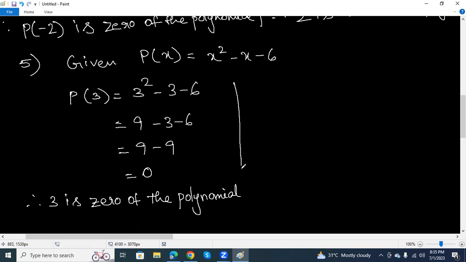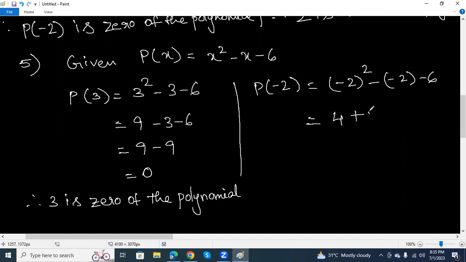Let's do the next one. P of minus 2. So in place of x, you put minus 2 whole square minus, again in x place, we need to put minus 2, minus 6. So minus 2 into minus 2, 2 square is 4. Minus into minus is plus 2, minus 6. 4 plus 2, like signs can be added, same sign follows, plus 6 minus 6. 6 minus 6 is 0. Therefore, minus 2 is also a zero of the polynomial.